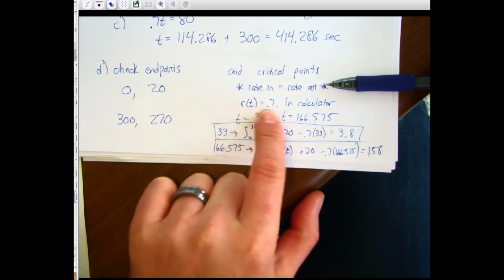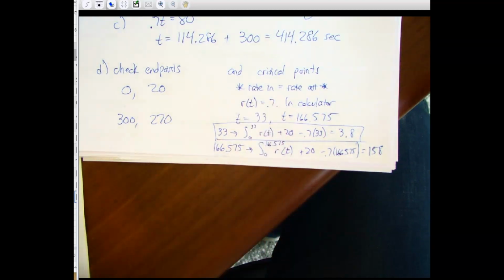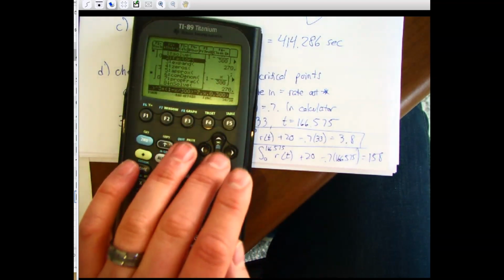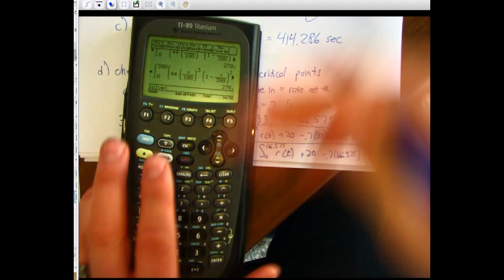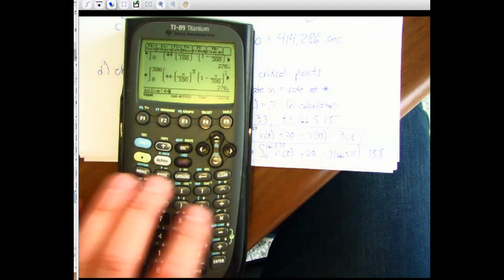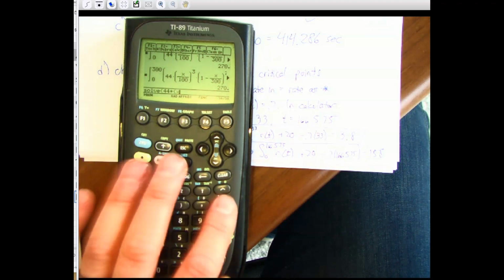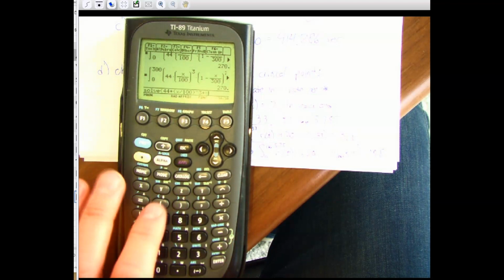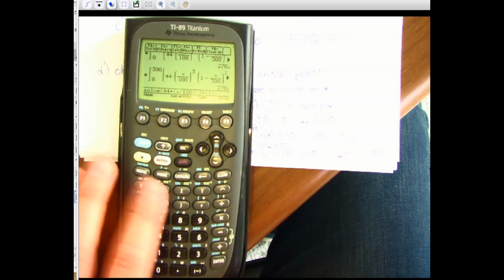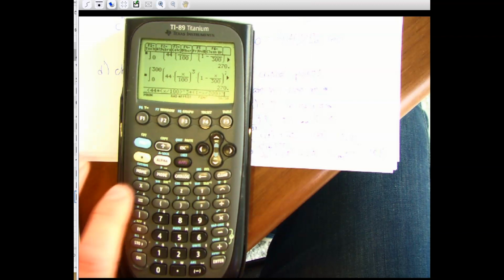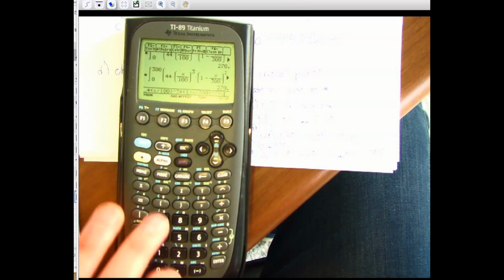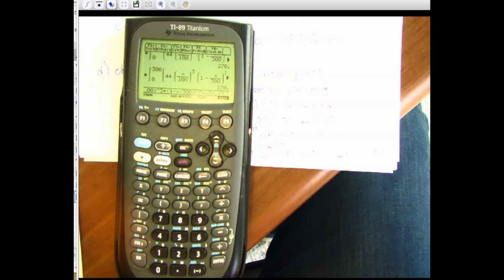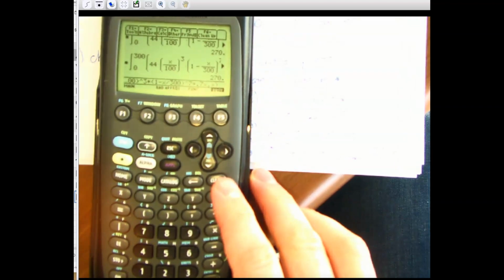My rate in is r of t, my rate out is 0.7. And so I'm going to solve that in the calculator. So I'm going to go F2, solve, and I'm going to type in that equation. So 44 times x divided by 100 to the third times 1 minus x divided by 300 to the 7th equals 0.7, x comma x, because you got to tell the calculator what variable you wanted to solve for.